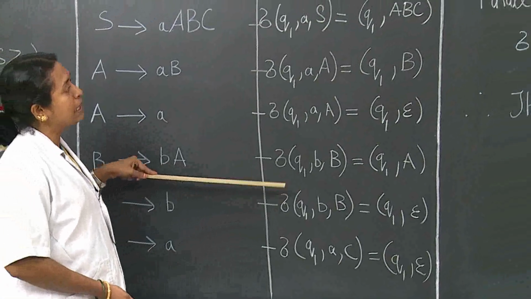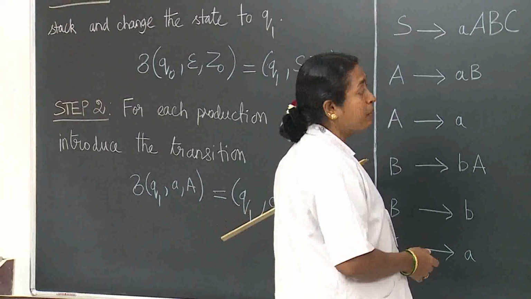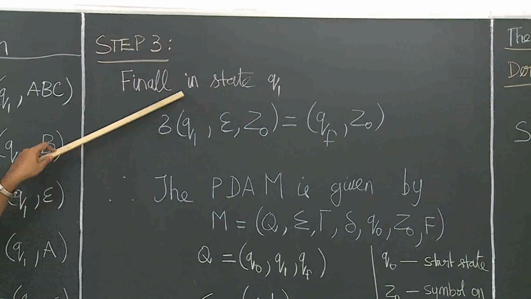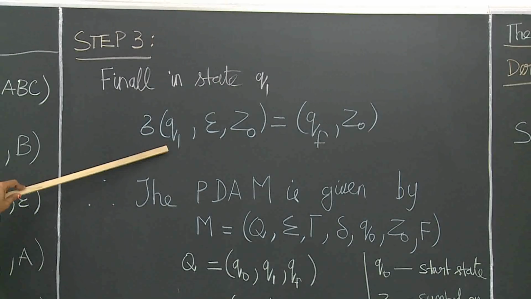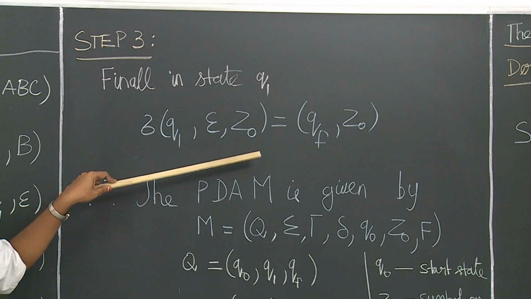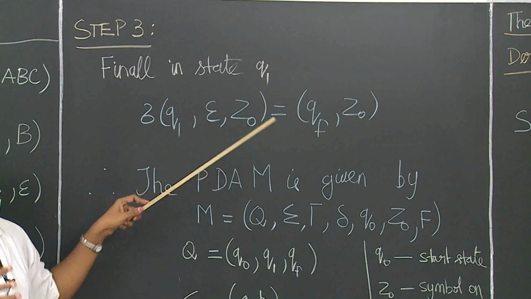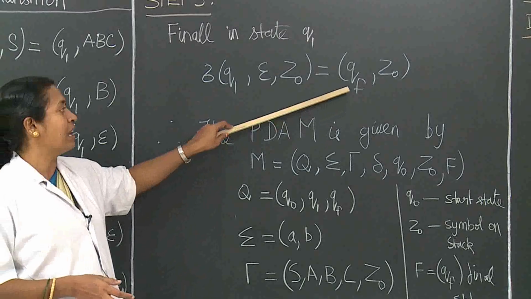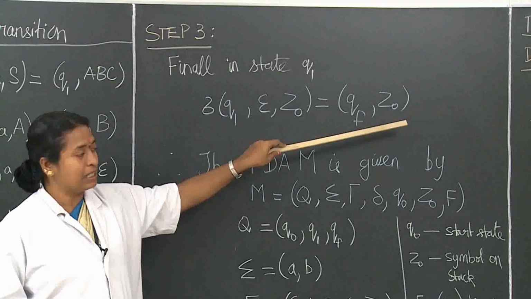Now we have found the transitions and we have found the start symbol. Now step 3, we have to find the final state. Here we have the final state as QF. If the state is in Q1, there is no input symbol accepted and the top of the stack is Z0, it moves from Q1 to QF. As we don't know how many states there will be, as usual, the last one will be the final state. So we are given QF and the top of the stack is Z0.